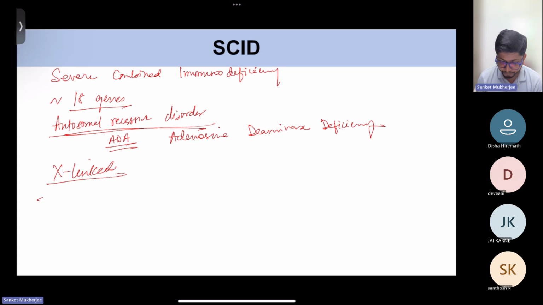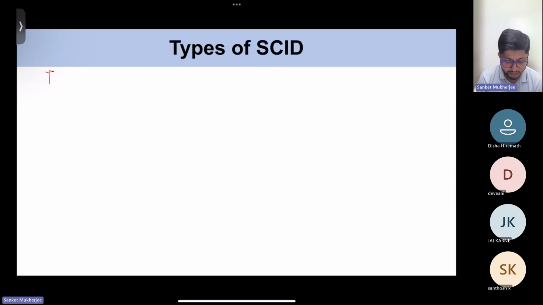It could be T minus B minus SCID. In this case, there is a defect in both the T cells and B cells of the immune system. So if there are defects in both, it is T minus B minus SCID. And here the NK cells, natural killer cells, are normal. They do not have any effect.